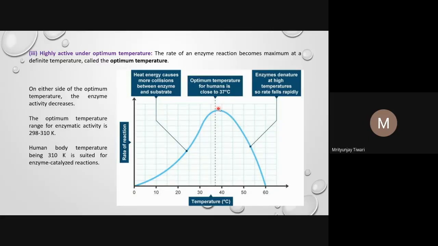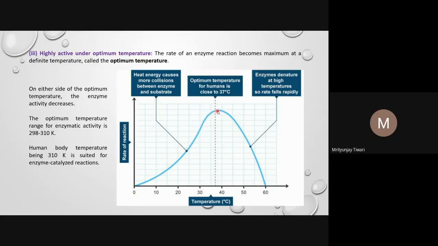And in this range, around this range, we call the optimum temperature. For humans, it's close to 37 degrees centigrade. The human body temperature is close to 37 degrees centigrade. And up to here, what happens? The heat energy causes more collision between enzyme and substrate. So more collision between enzyme and substrate happens because of the increase in heat up to here.